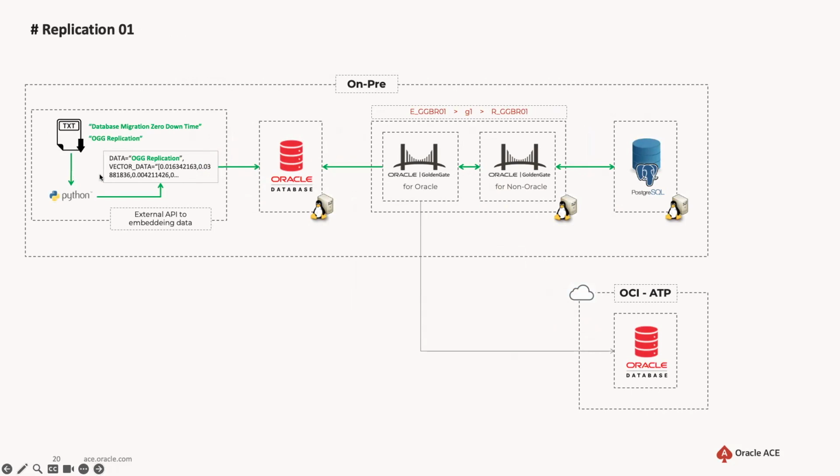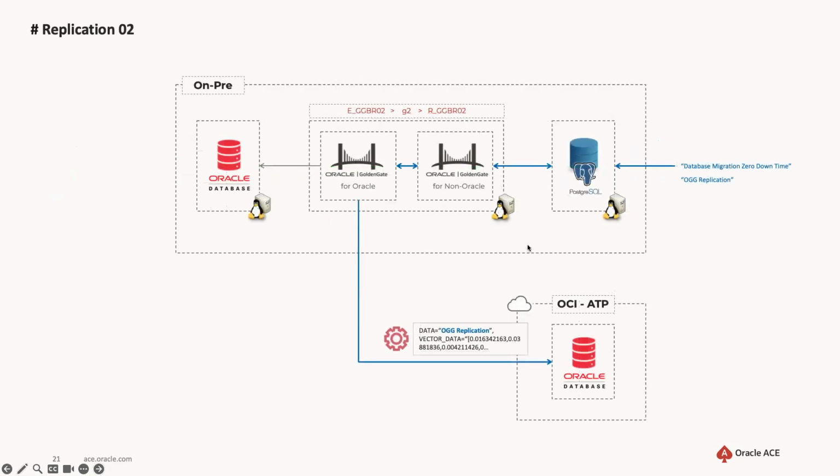We're going to transform this information into vector data, and after that, we are going to insert this data into an Oracle database. And after that, our GoldenGate is going to capture this data from Oracle, send it to the GoldenGate for non-Oracle, and apply this on the Postgres environment.